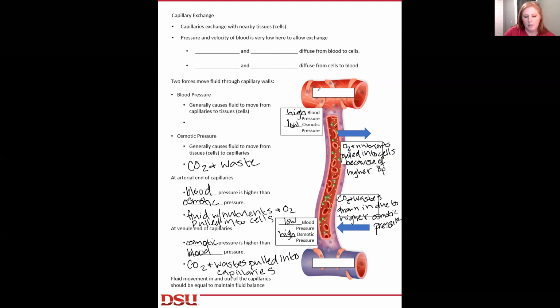The high osmotic pressure is going to draw the wastes in. And up here is our arterial end, and here's our venule end.